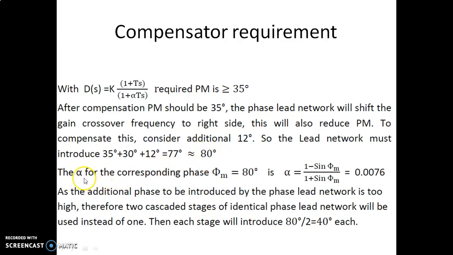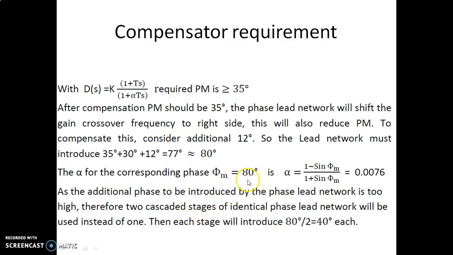So if you want to find the value of alpha for that maximum phase shift of 80 degrees, it comes out to be 0.0076, which is very small. As you can see here, as the additional phase introduced is too high, it is not possible to do it using a single phase lead network.